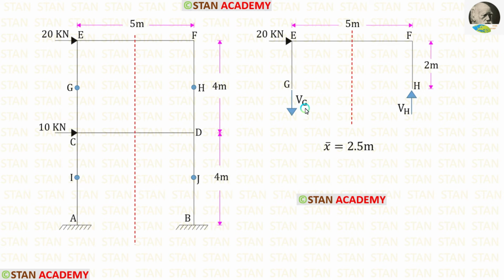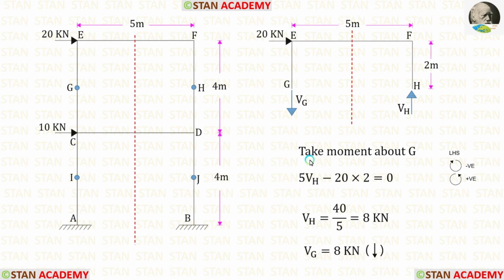Here we have only two axial forces, Vg and Vh. In this case, the values of Vg and Vh will be the same, but there is only one difference. Vh is acting upwards and Vg is acting downwards. Now let us take moment about G. In this case, we are moving towards the left-hand side. Clockwise will be negative and anti-clockwise will be positive.